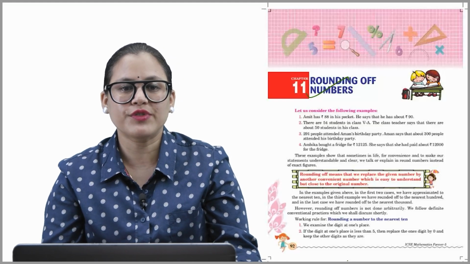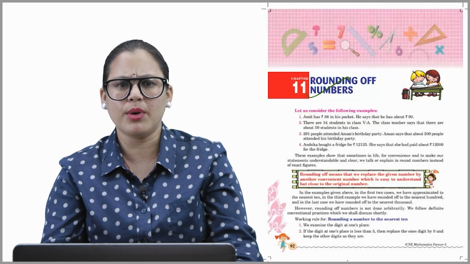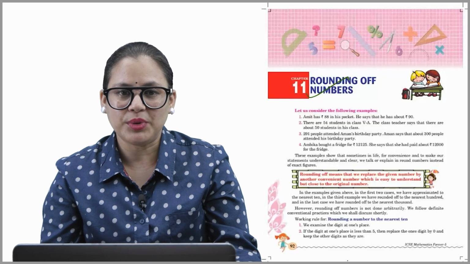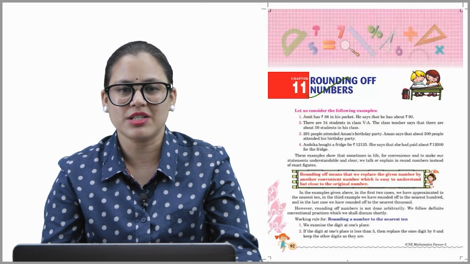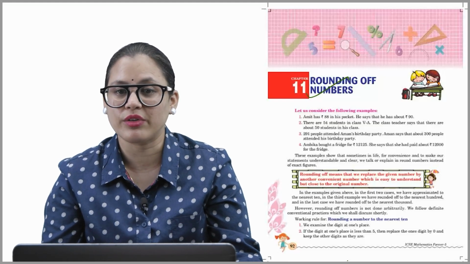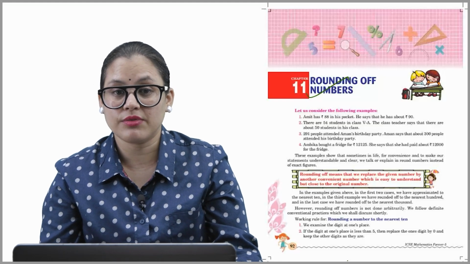Number 2, there are 54 students in class 5A. The class teacher says that there are about 50 students in his class. Third, 291 people attended Aman's birthday party. Aman says that about 300 people attended his birthday party. And Ambika bought a fridge for rupees 12,125. She says that she had paid about 12,000 rupees for the fridge.